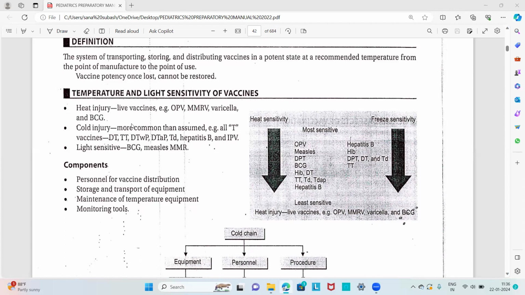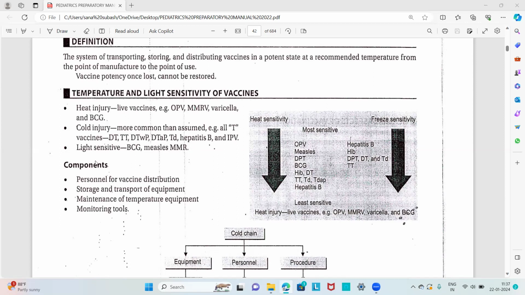Heat injury vaccines are the live vaccines, for example OPV, MMRV, varicella, and BCG. Cold injury is more common than assumed. Examples are all the T vaccines like DT, TT, DTwP, DTaP, and TD, hepatitis B, and IPV. These are the cold injury vaccines. And the light sensitive vaccines are BCG, measles, and MMR.